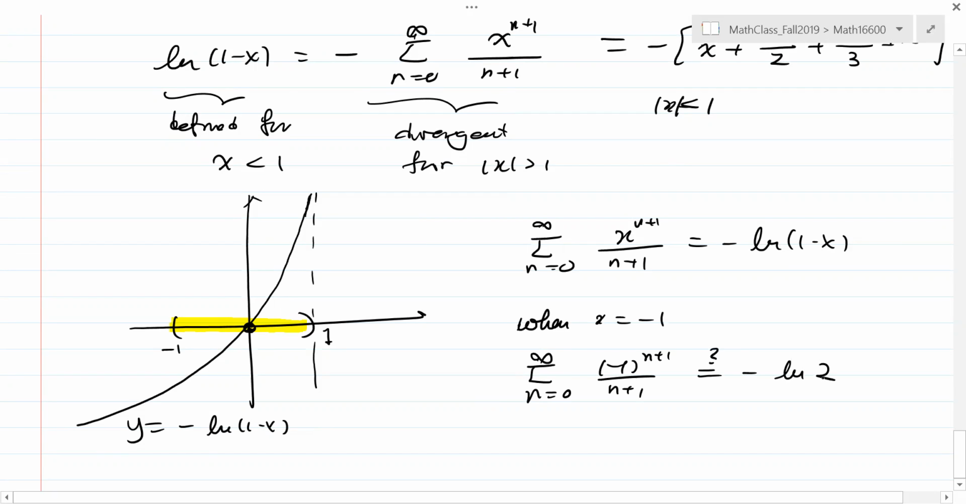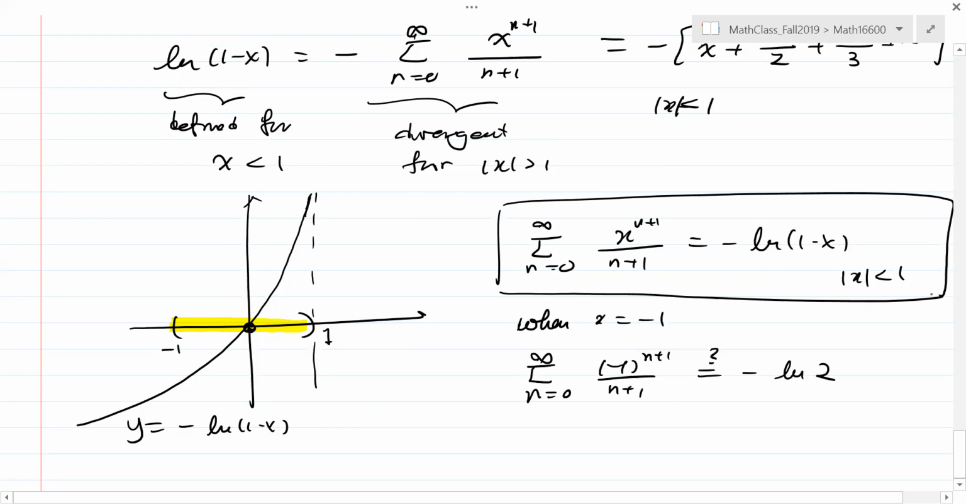That's a good question, right? Because the above equality only holds where we only know that absolute x is less than 1. I did not say this holds for x equals negative 1. So that's the reason I'm going to ask you this question. And if it holds, what is it equal to?